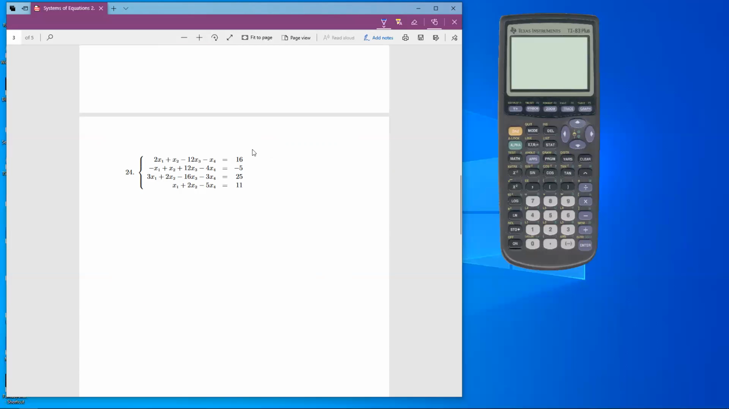So my new system is going to be negative x1 plus x2 plus 12x3 minus 4x4 equals negative 5. I'm just going to write the second equation first. This is now my new equation 1. My equation 2 is going to be 2x1 plus x2 minus 12x3 minus x4 is equal to 16. And then I'm not going to do anything with equations 3 and 4. We're just going to leave them as is.